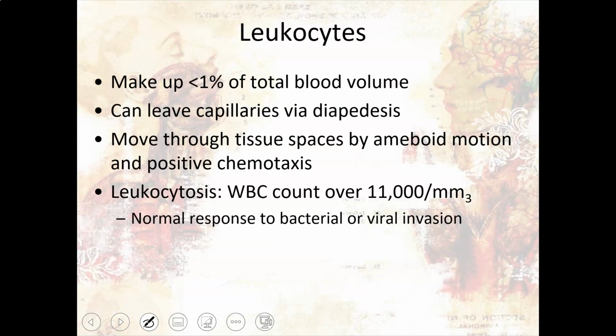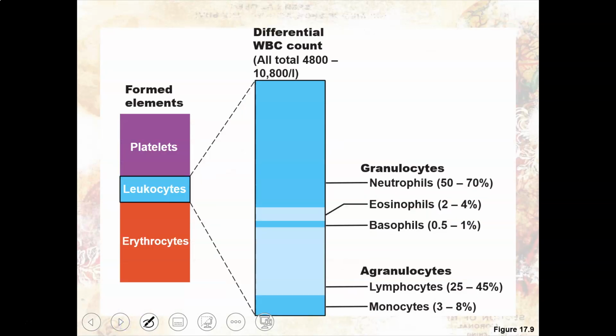All right, so moving from red blood cells to white blood cells, less than 1% of total blood volume is white blood cells. And part of this is because they leave. They'll leave the capillaries through a process called diapedesis, where they kind of squeeze out. They move through the tissue spaces with this amoeboid action. Leukocytosis, too many white blood cells, a count over 11,000 per cubic millimeter. We would expect to see this in any sort of infection. So here we see our formed element differential count.